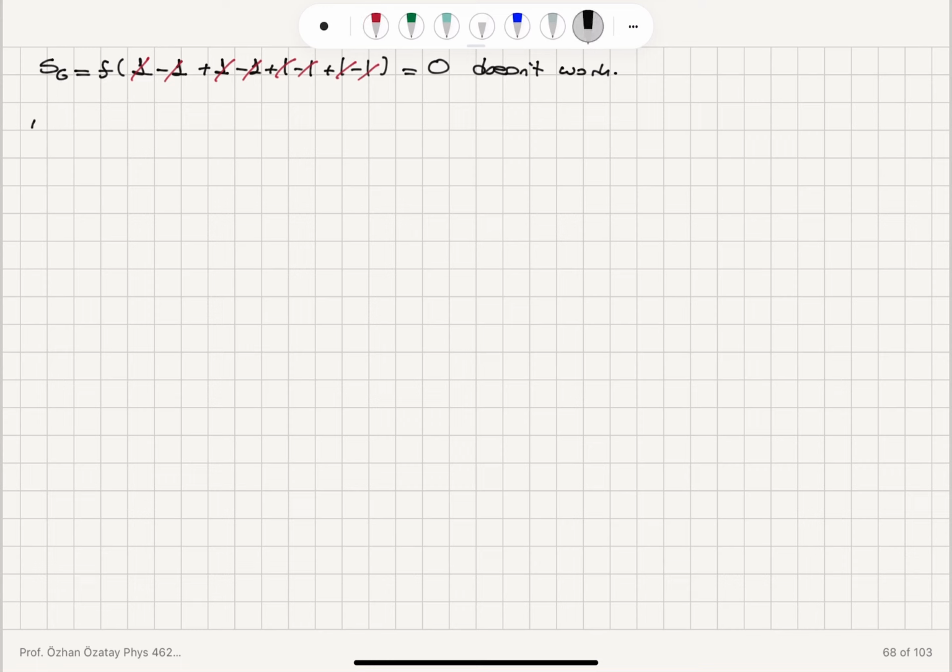Now, if I try HKL all even, and H plus K plus L is equal to 4 times N, where N is an integer. For example, the given data was for 2, 2, 0. So let's try this one.